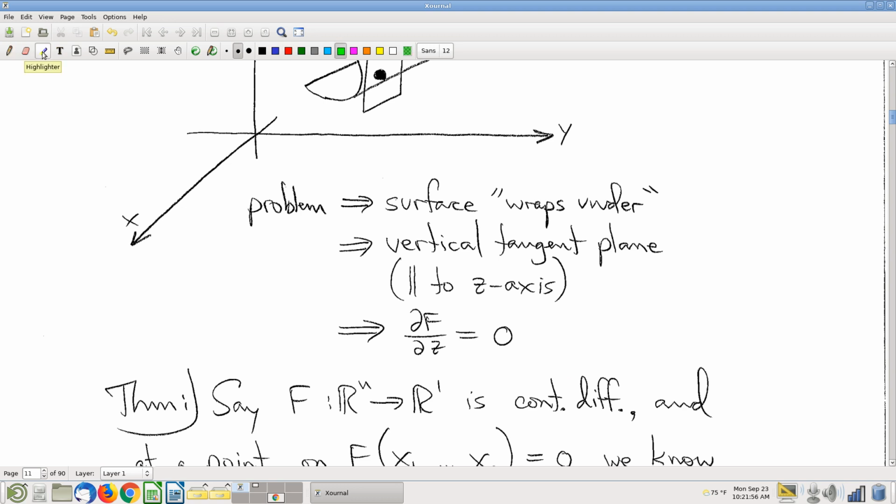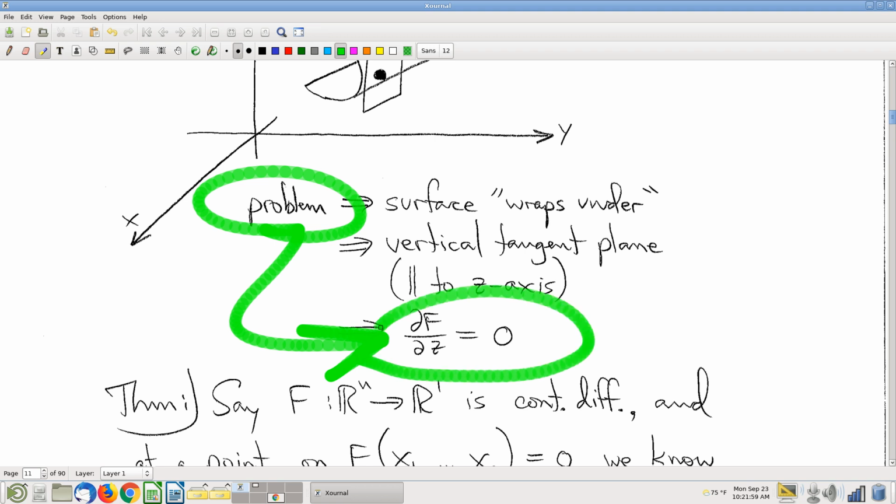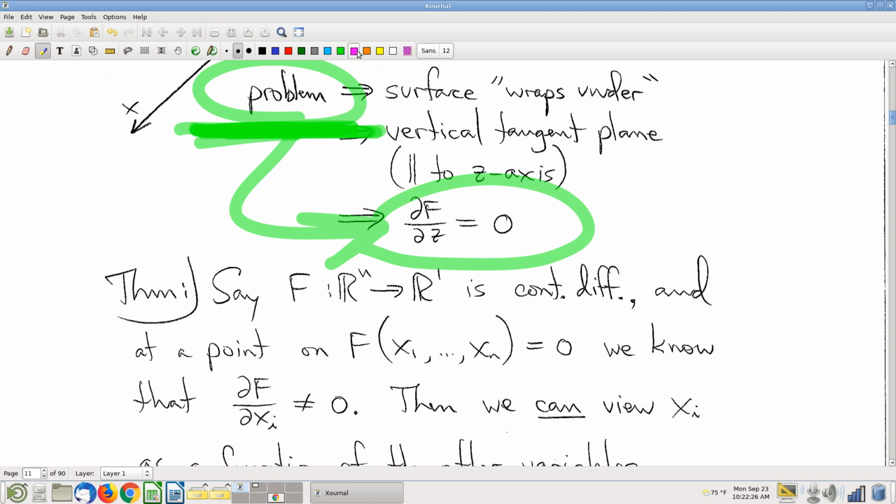But the punchline is that if there's a problem, this should be 0. The partial of f with respect to z should be 0. And how we actually use this result, this result is in some sense the opposite of what we need. This presupposes that we know whether we have a problem. Usually it's the opposite. We're trying to decide if we have a problem. So we take the contrapositive. The contrapositive of this statement is, if this doesn't happen, namely if that partial derivative is not 0, then that means we don't have a problem.